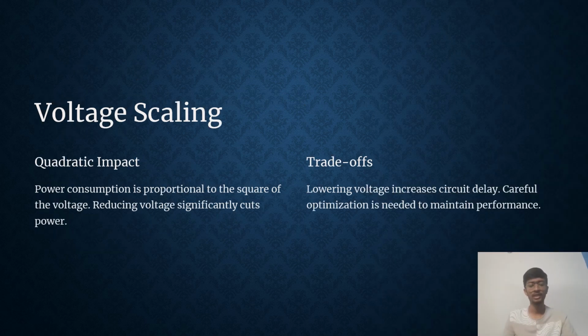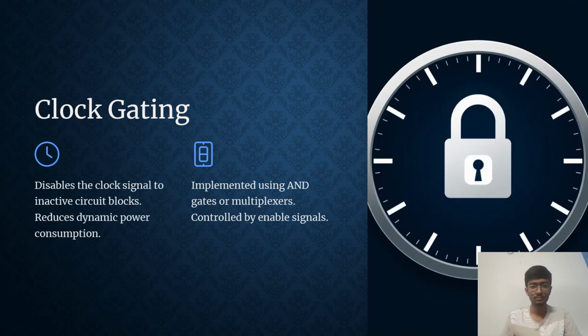Voltage scaling. There are two types of voltage scaling: quadratic impacts and trade-offs. First one, quadratic impacts. Power consumption is proportional to the square of the voltage. Reducing voltage significantly cuts power. Trade-offs. Lowering voltage increases circuit delay. Careful optimization is needed to maintain performance.